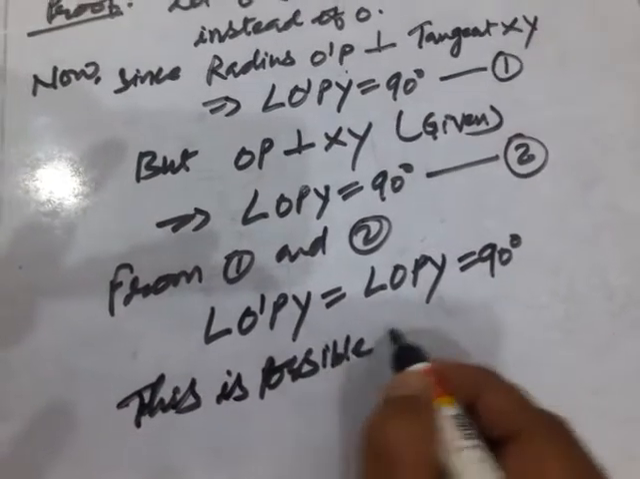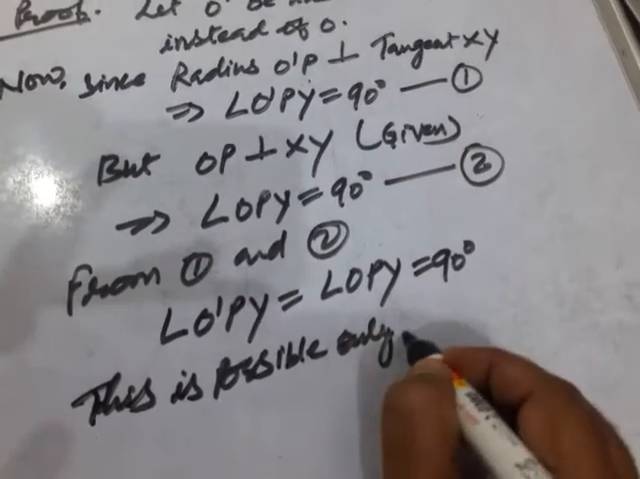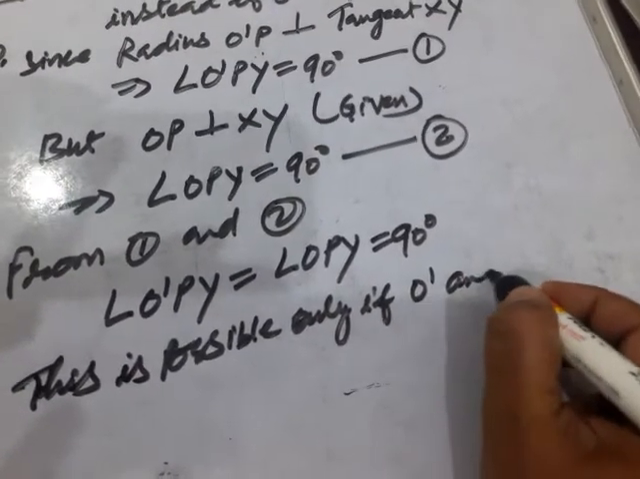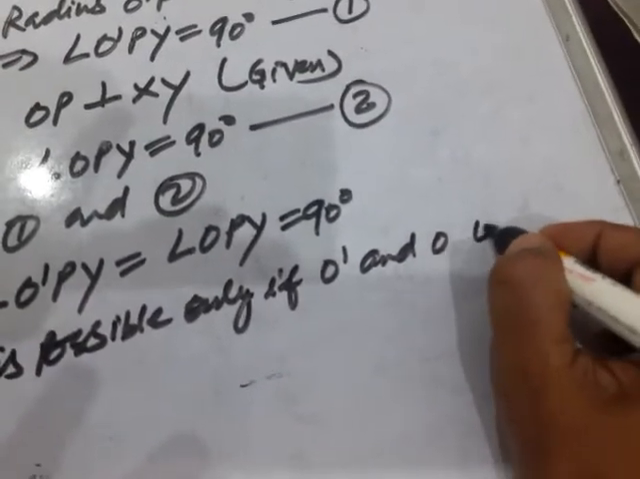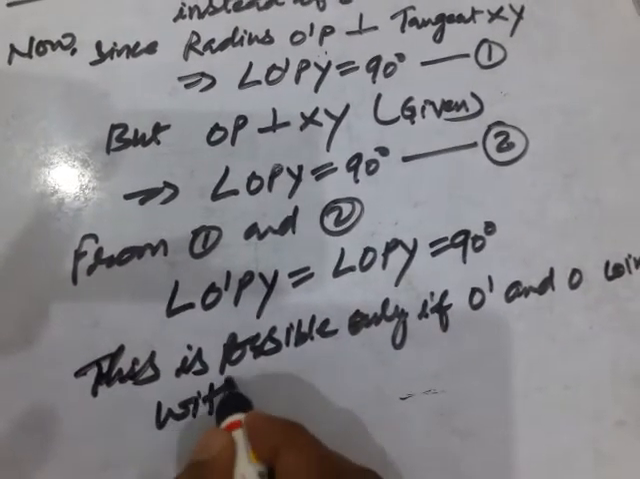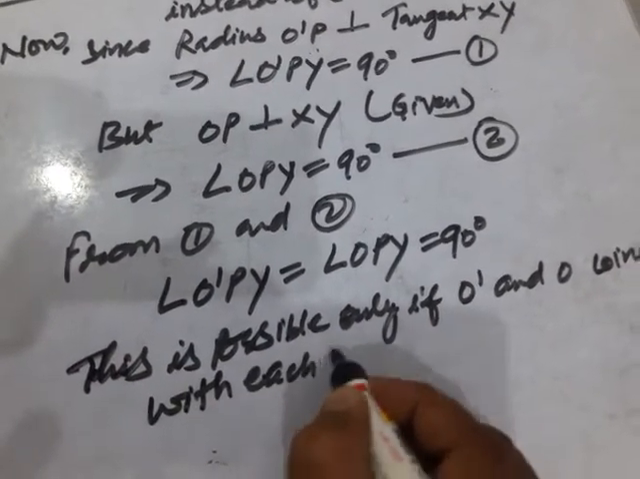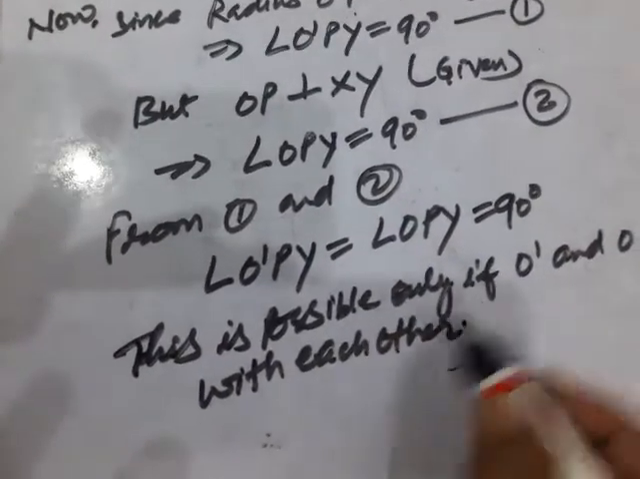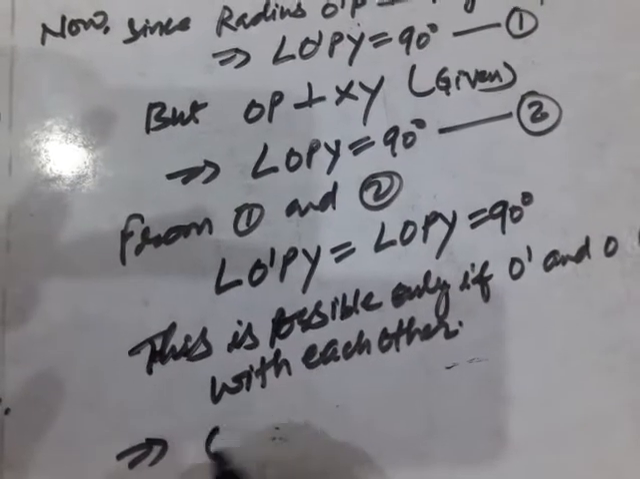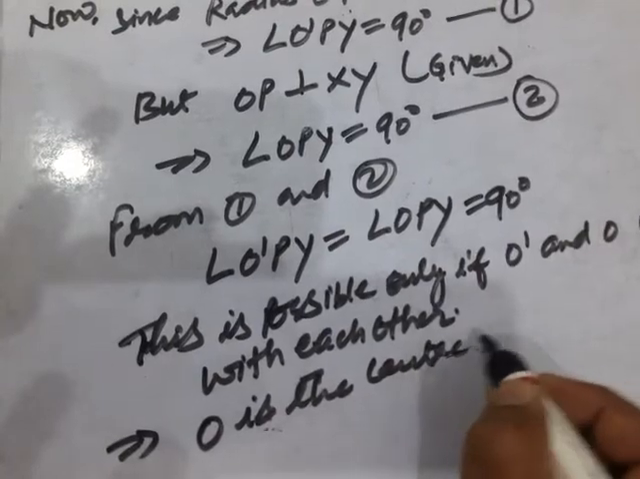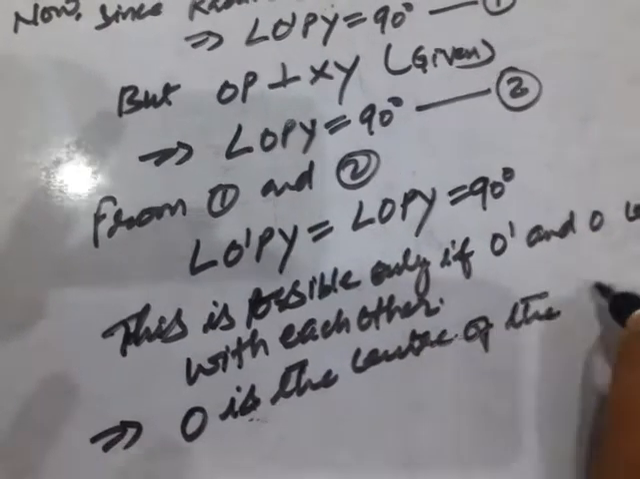This is possible only if O dash and O coincide with each other. Clear? This implies that, okay children, this implies that O is the center of the circle.